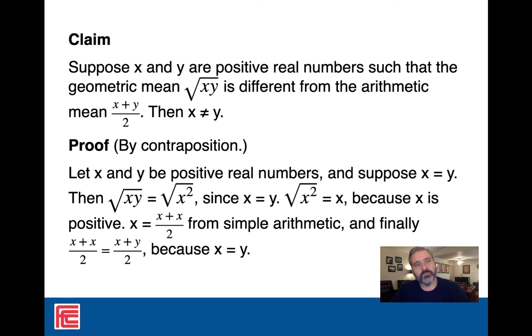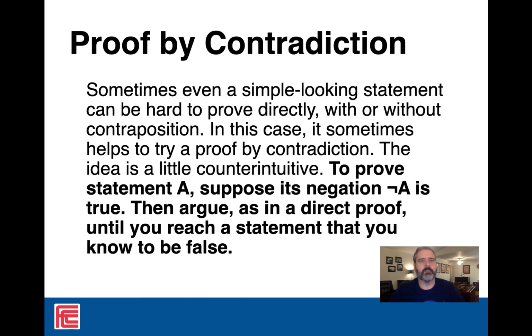I've proven the contrapositive, and that means I've actually proven the original statement. If the arithmetic mean and the geometric mean are different, then x does not equal y. Make sense? Kind of weird because in the claim, everything was negative. So when we took the negation, we actually are proving the positive side. Then, the last one we're going to talk about today is proof by contradiction.